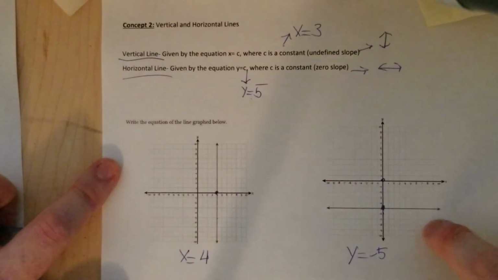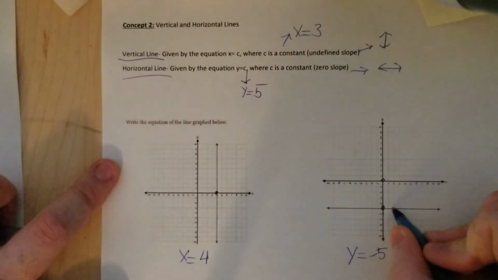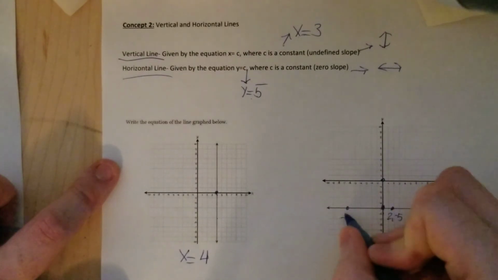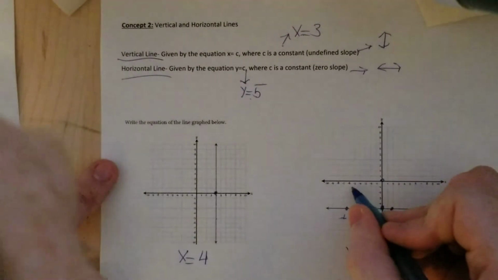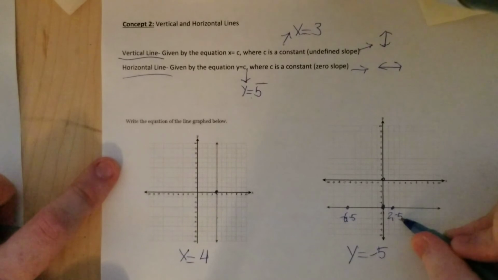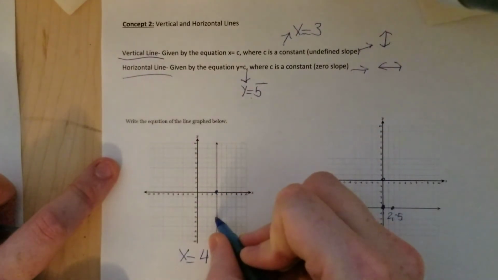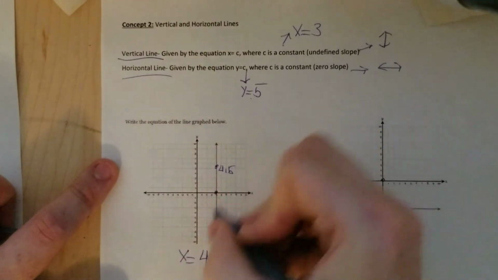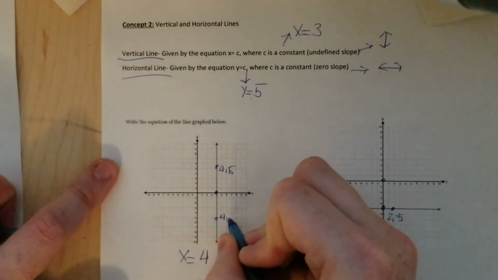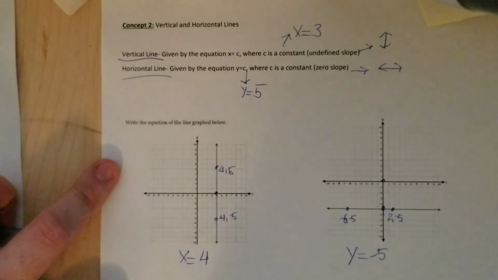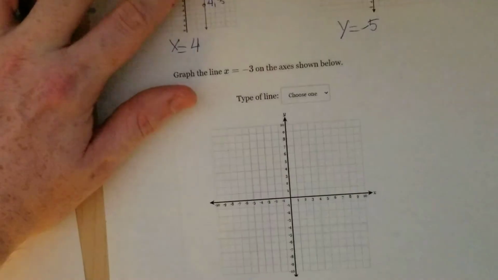A couple things. Why? Any point you pick on this line, for example, would be (2, -5). This point would be (-6, -5). Any of these points on this line are going to have a y value of -5. Same idea. Any point on this line, like for example, this would be (4, 5). This would be (4, -5). Any point on that line is going to have an x value of 4. So that's why these equations are true.